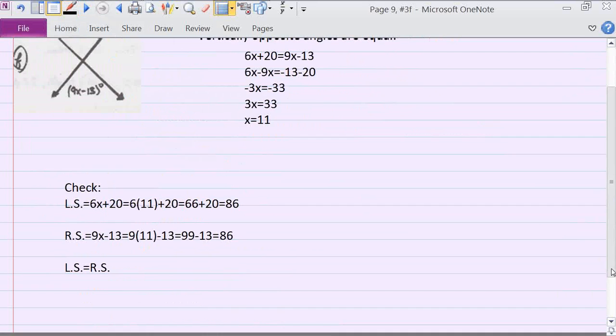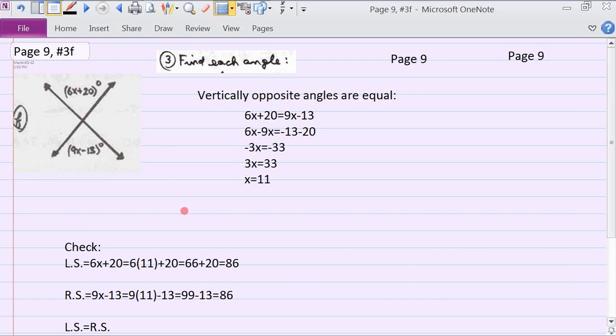Now the last problem on page 9. Here we've got two crossing lines, and vertically opposite angles are equal. This angle is opposite to this angle in here. So we've got an angle in here, and we've got an angle in here. We know they're equal. So this enables us to solve for x. 6x plus 20 equals 9x minus 13.